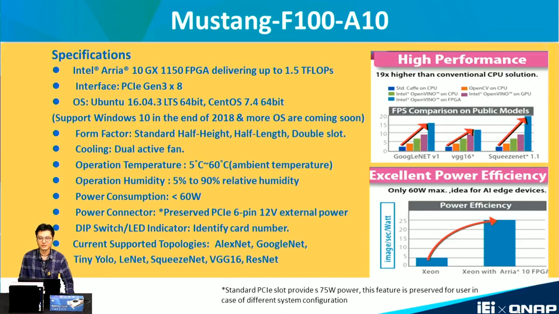Here are some specifications of the Mustang F100-A10. It's using the Intel Arria 10 GX1150 FPGA. The interface is PCIe Gen 3 x8. The operating systems are Ubuntu and CentOS, and Windows 10 will come soon at the end of this year.